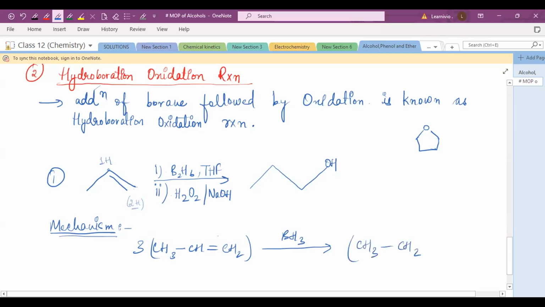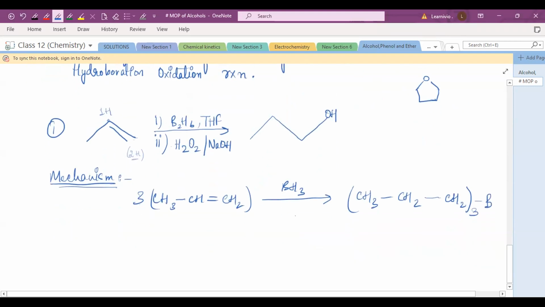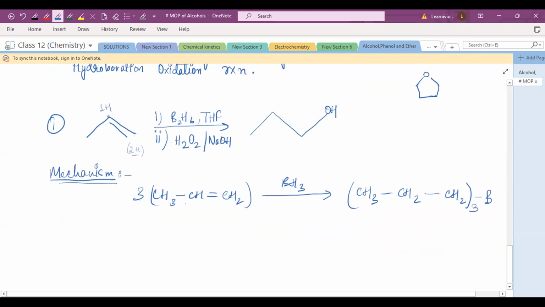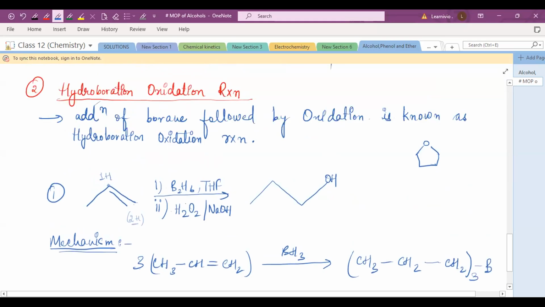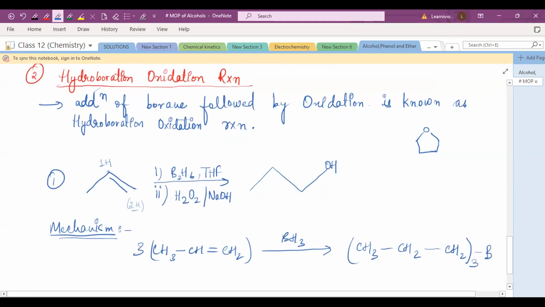CH3CH2, ये double bond break हो जाएगा and it will form the corresponding alkane. This is 3 moles, तो 3 moles यहाँ पे आ जाएगा and this hydrogen and this boron. Now this is the first step. What happened in the first step when you take 3 moles of your corresponding alkene and treat it with borane? You will get the addition of borane, right?